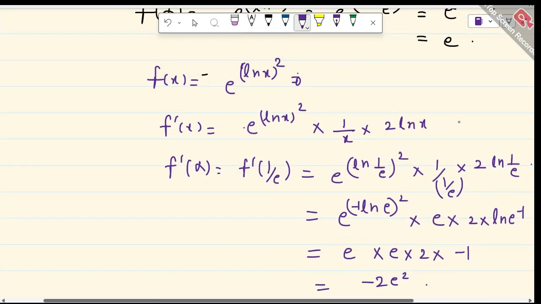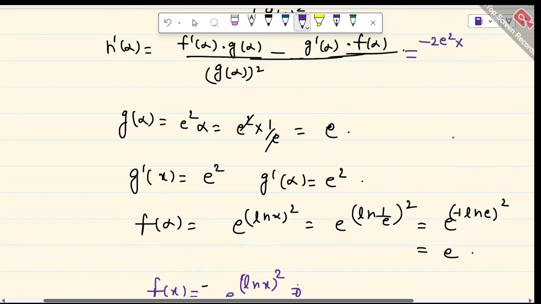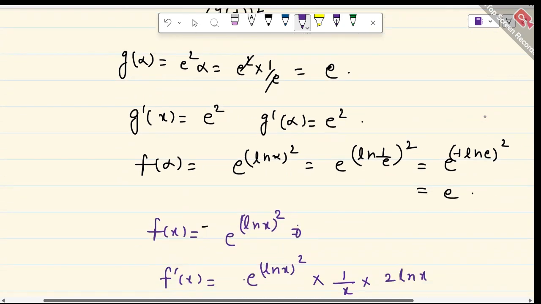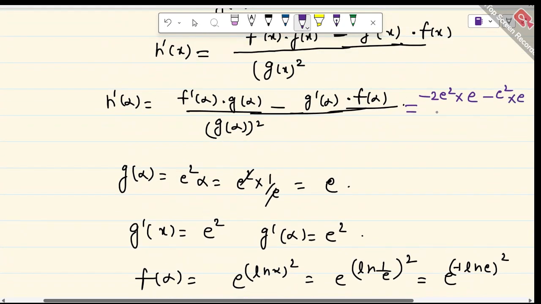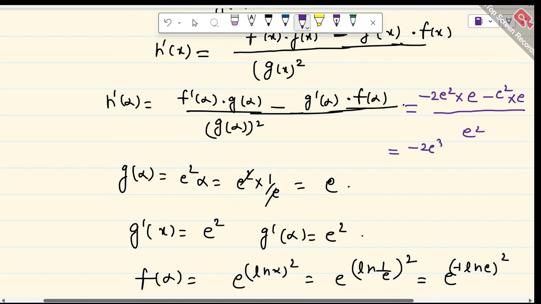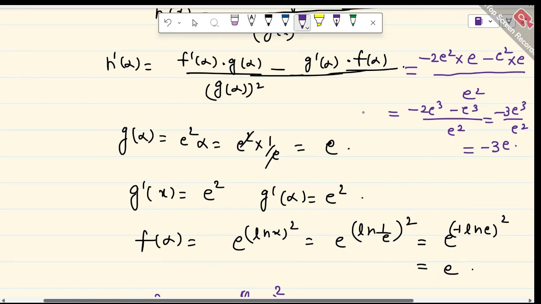So put minus 2e², and the value of g(α) is e, g'(α) is e², and f(α) is e. So this is minus 2e³ minus e³, over g(α) squared, which is e². So this is minus 3e³ over e². The e² gets cancelled, and this is minus 3e. So the value of h'(α) is minus 3 times e.